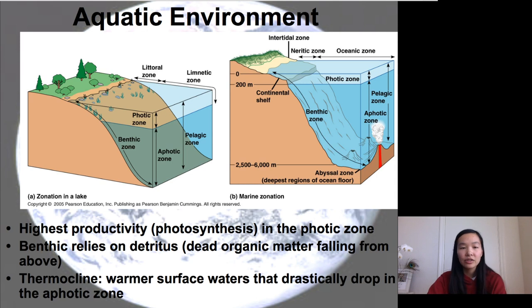And then the other important characteristic about aquatic environments is that in ocean water, and usually in lakes, there's something called a thermocline, and that's a very sharp drop in temperature. It's almost like a temperature boundary between the photic zone and the aphotic zone. So the part of the water that has sunlight in it and the part of the water where sunlight doesn't really penetrate. You have a sharp drop in temperature, and that's called a thermocline.